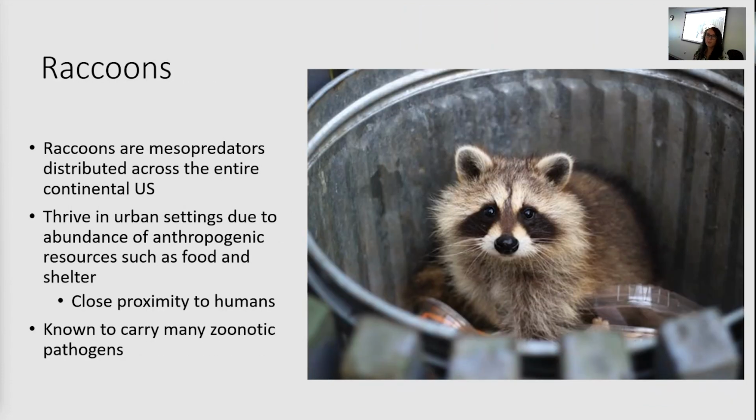As I mentioned, one important synanthropic species is raccoons. Raccoons are mesopredators that are distributed widely across the United States. They thrive in urban settings due to the abundance of anthropogenic resources, placing them in close proximity to humans. Their reliance on anthropogenic resources in urban areas, again, places them in close proximity to humans, making them especially relevant for public health.